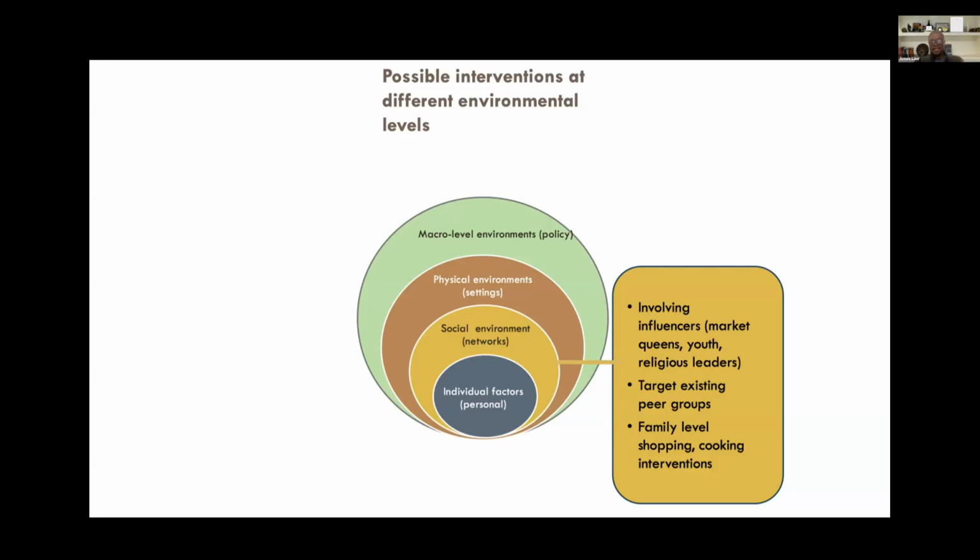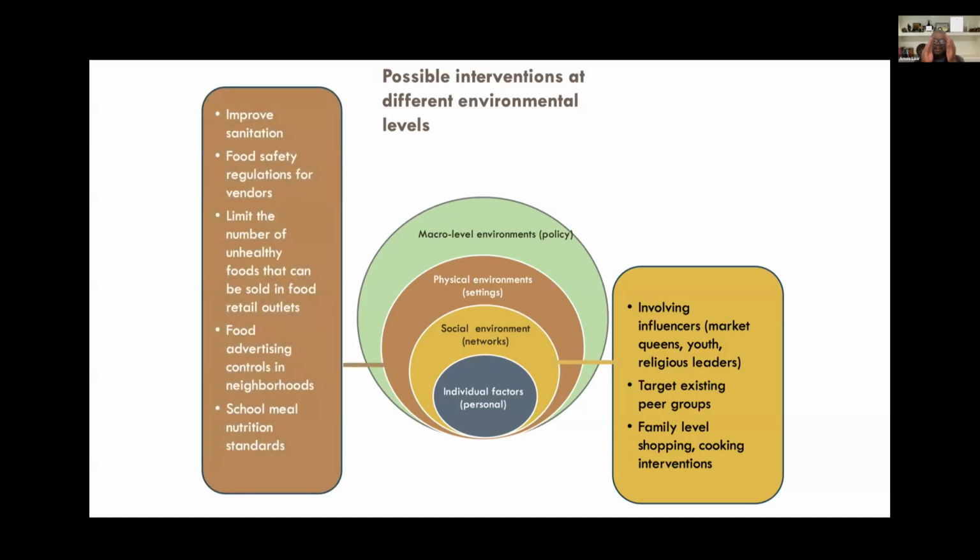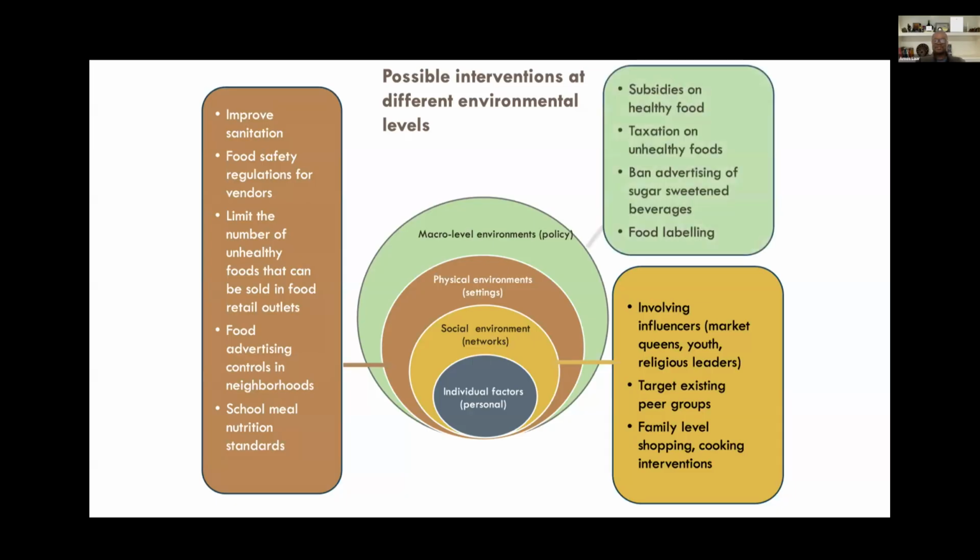So you can see here at the social environment, you can look at interventions that involve influencers, interventions targeting existing peer groups. You can look at interventions at the family level, shopping, cooking interventions. But you could also have interventions directly focusing on improving the physical food environment. And so sanitation, Michelle talked about some of the factors that influence what people choose to eat in Ghana and Kenya. Sanitation is a key issue. And so you could have interventions focusing on that.